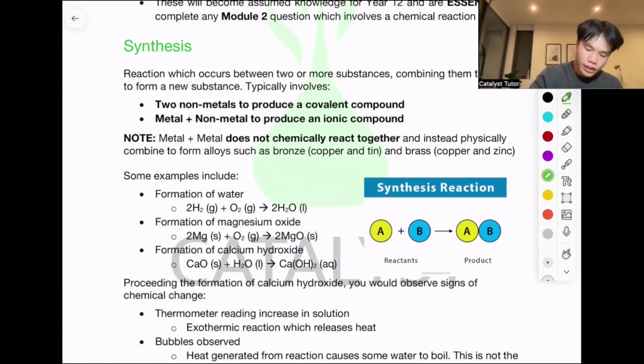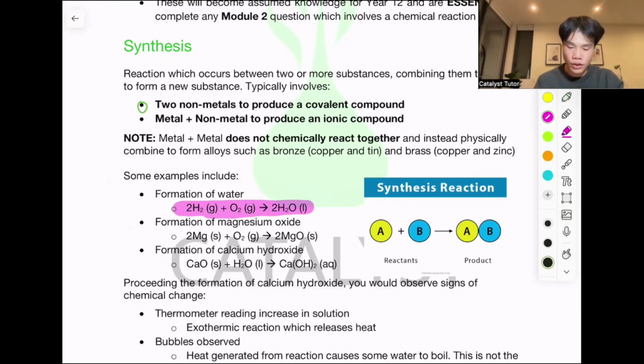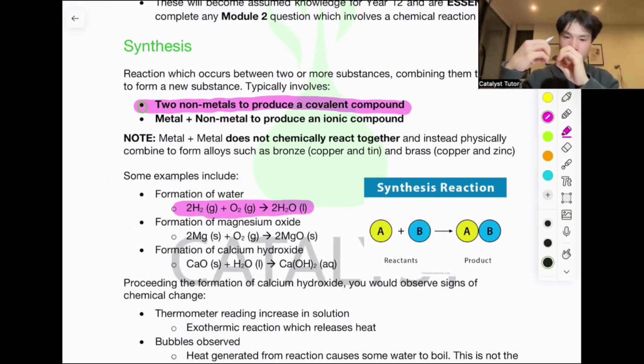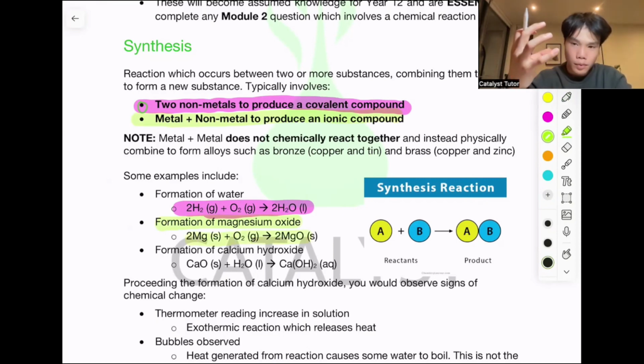Oftentimes what you'll see is 2 nonmetals combining together to make a covalent compound. We saw this in the model before, where we combine together hydrogen and oxygen to make water. 2 nonmetals combined and made a covalent compound. This is a synthesis reaction. Second case, we can have a metal and a nonmetal combining to make an ionic compound. This could be seen in a magnesium reaction with oxygen, which forms magnesium oxide. And again, this is a synthesis reaction.